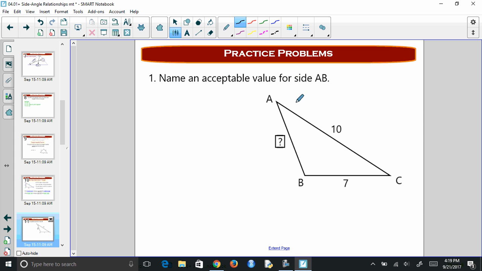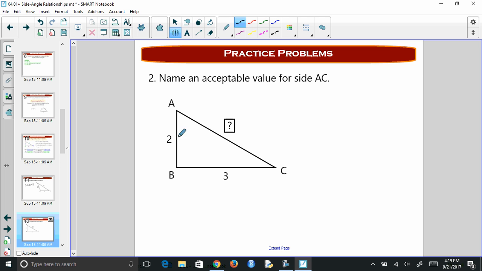All right, so now if I want to find an acceptable value for AB, well, we know that it has to be less than 10 because this looks like it's the longest side. And if it is all the way down, it has to be greater than 3, because if it's less than 3, 2 and 7 don't add up to 9. So AB has to be somewhere between 3 and 10.